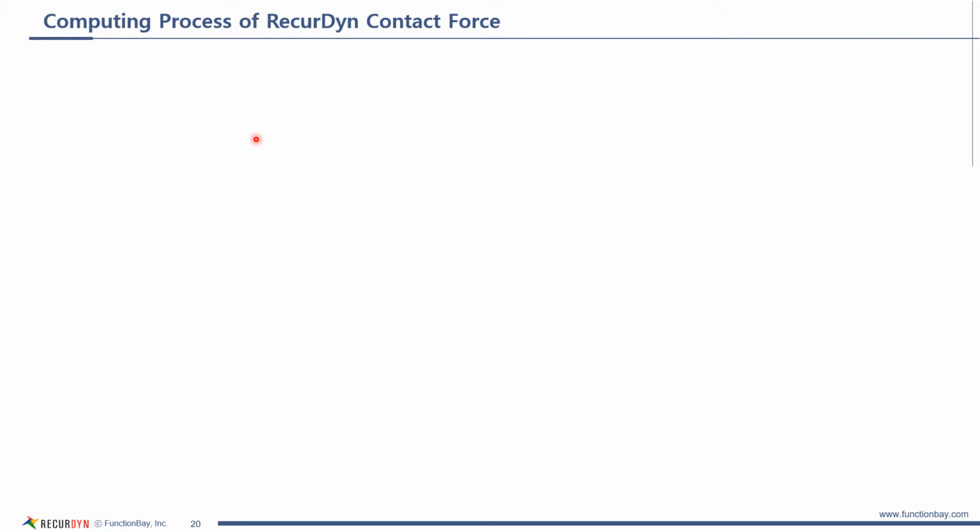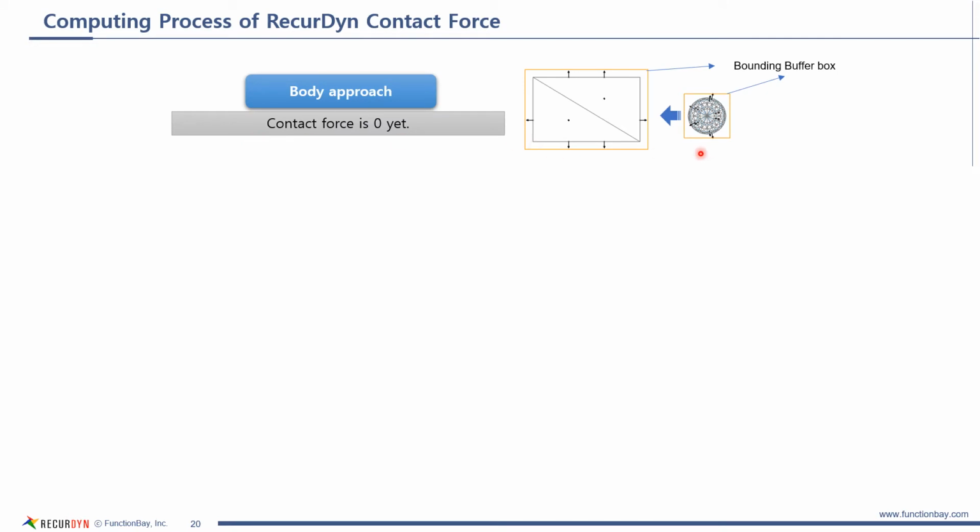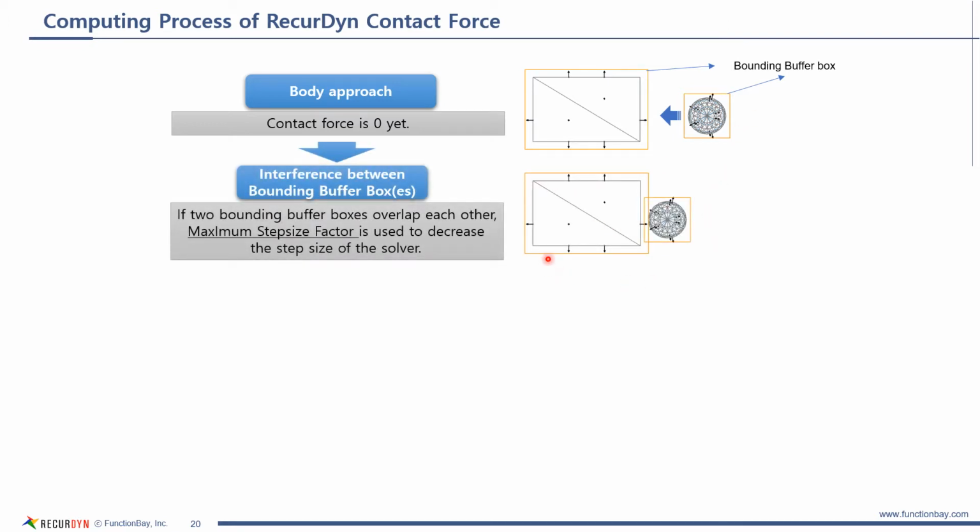Let me explain the computing process of RecurDyn contact first. First, the bodies get close. Since there is no penetration, the contact force is 0 yet. Second, there is a bounding buffer box around each body. It is a little bigger than the original body. This bounding buffer box is related to maximum step size factor. If these bounding buffer boxes overlap each other, RecurDyn solver judges that contact will occur soon. So, solver uses maximum step size factor.